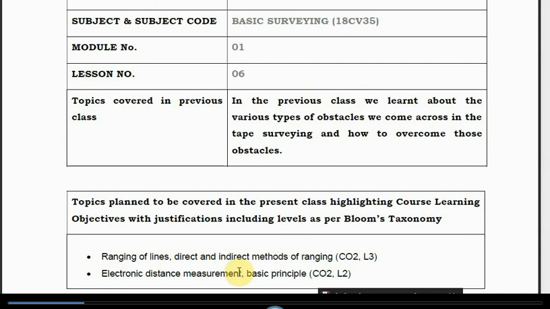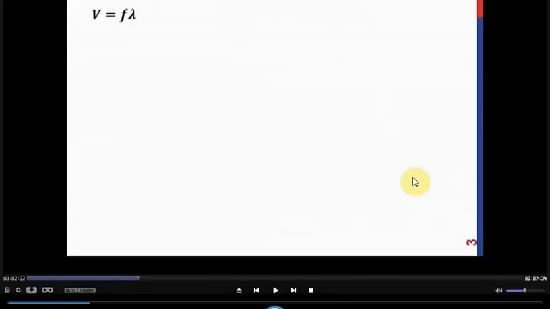Many modern instruments such as total station are equipped with this technology, and electronic theodolites are also equipped with electronic distance measurement. So we'll see what is the basic principle of electronic distance measurement.